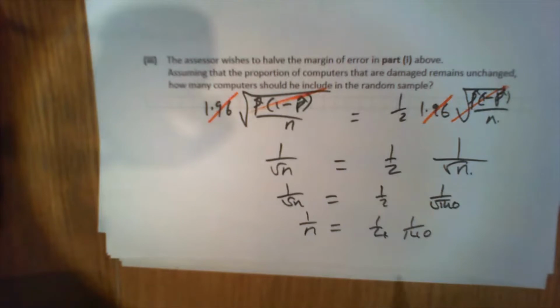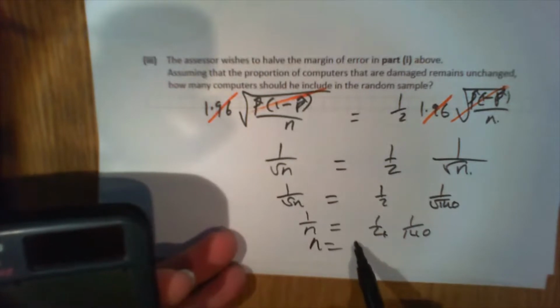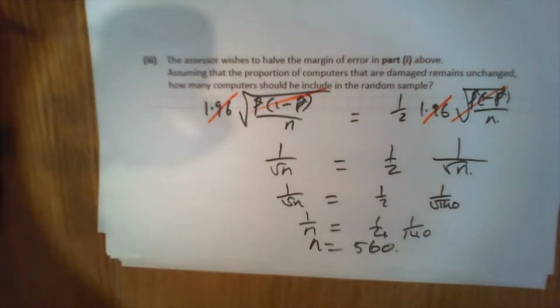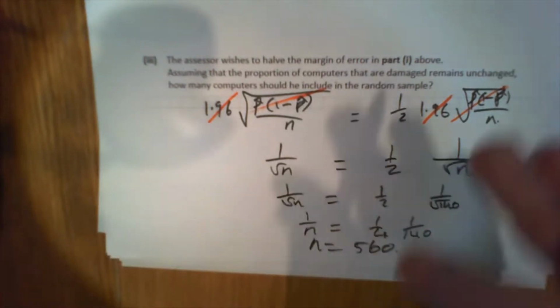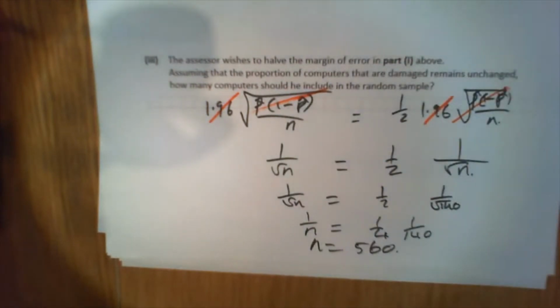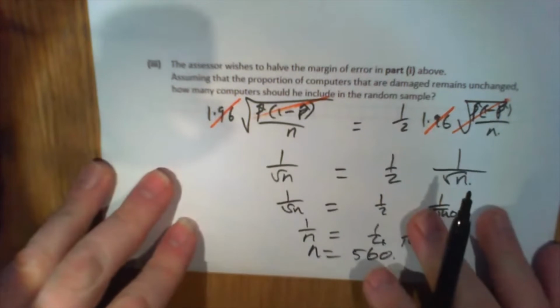So we're going to have to work this one out. That's what, 4 14s is 560. So n is 560. So you're going to need 560 in order to halve the margin of error. Okay, so that's a bit of a tricky one. Okay, but let's read it before we move on.